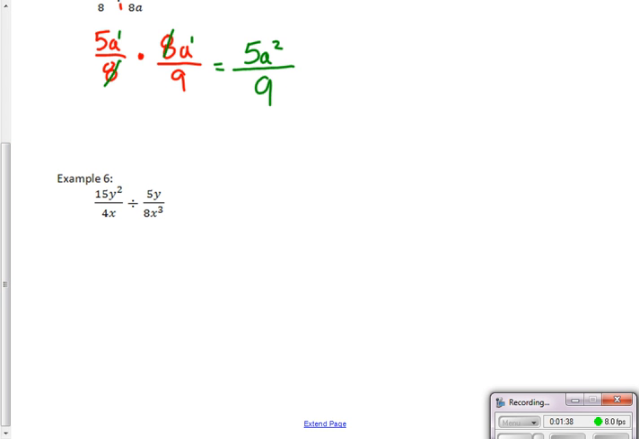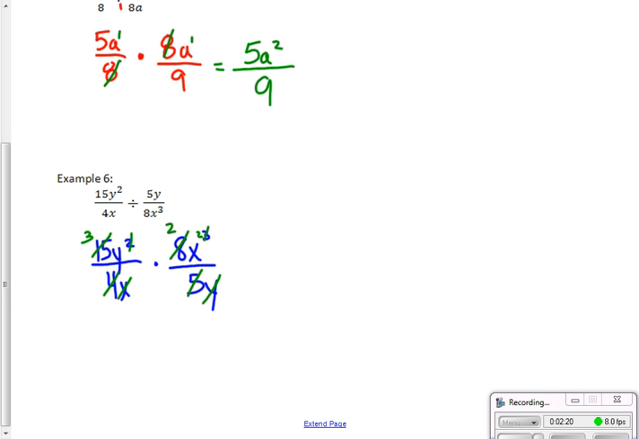Example 2, same scenario. Go ahead and rewrite it. So I'm going to multiply in this case by 8x to the third all over 5y. Reduce within our problem here, and I can take a 4 out of the bottom, a 4 out of the top, so I'll be left with a 2. I can take an x off the bottom. If I take an x off the bottom, I need to take it off the top, so this will be a 2. I can take a 5 off the denominator, and if I take a 5 off the numerator, I would be left with 3. I can also take a y off the top, take a y off the bottom.